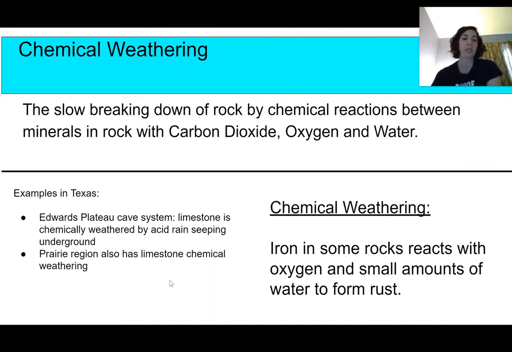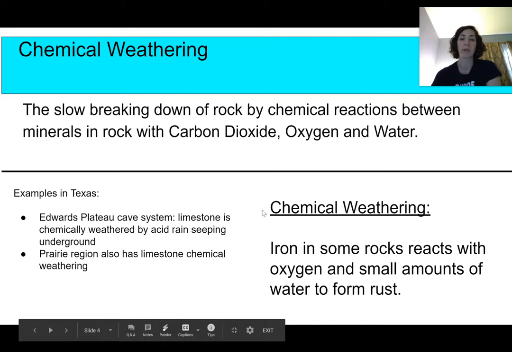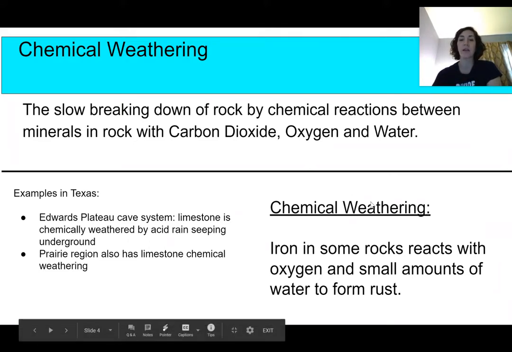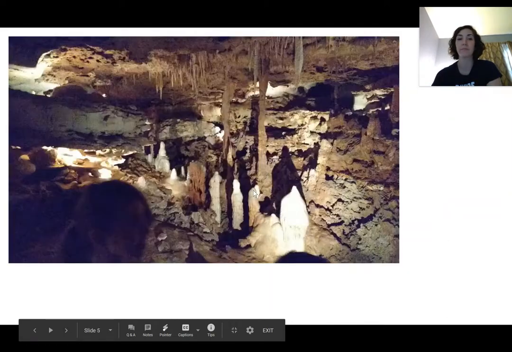Also, the prairie region has some limestone chemical weathering under the ground. So this is just a general example, another general example of chemical weathering. Some rocks contain iron, and then that reacts with oxygen and very small amounts of water to form rust.